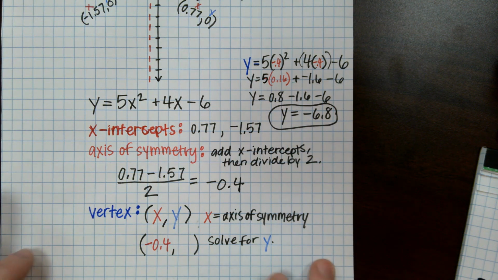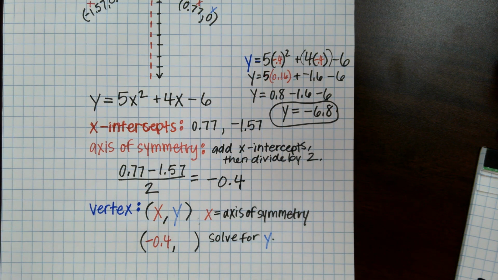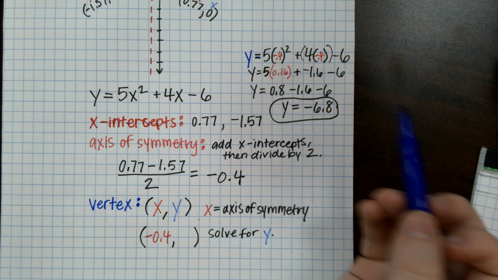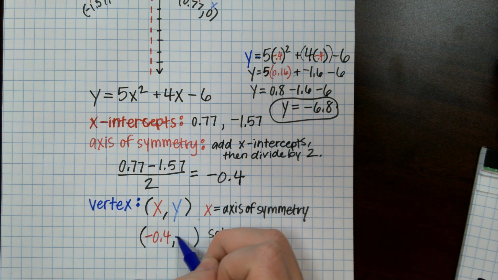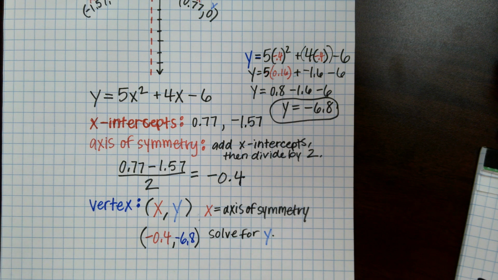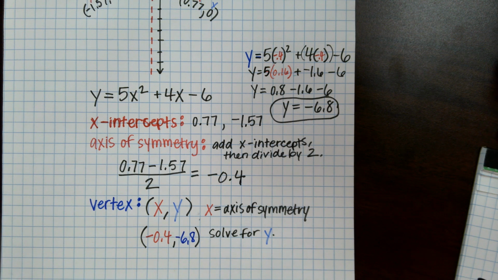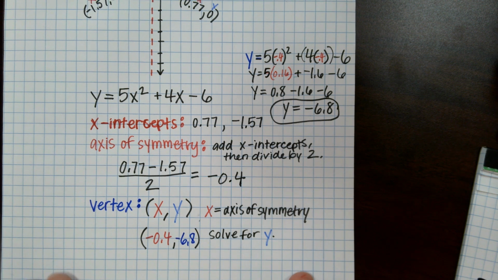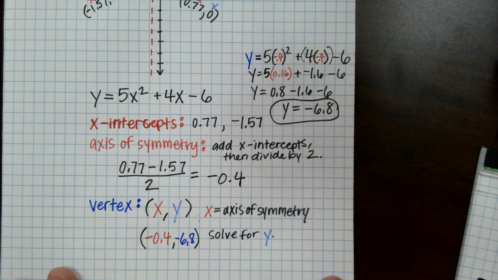So where does that answer for y go? At the bottom. That's the y value of our vertex. Negative 6.8. Okay, so all we got to do now is plot this point.